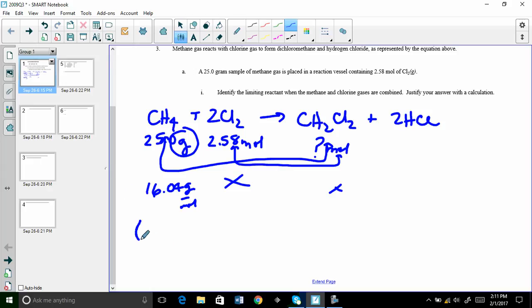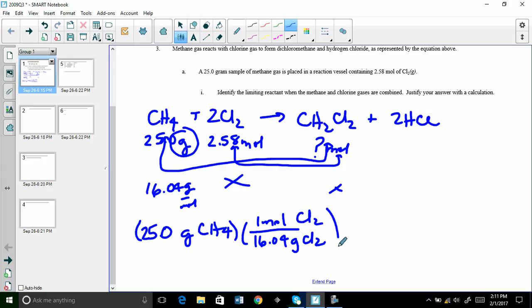So remember, the first set of parentheses is the given, 25 grams of CH4. And then remember you do the U, so step one, step two. I know that there are 16.04 grams of methane in 1 mole of methane. Now I'm in moles, and now I'm going to use the mole ratio. And so I can see up here that there's a 2 to 1 mole ratio. So the balanced, I'm doing this one. Between methane and dichloromethane, it's a 1 to 1.